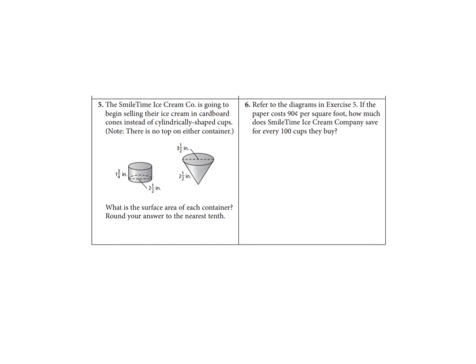Then you have to refer to the diagrams in number 5. That would be these over here. 90 cents. How much does Smile Time save for every 100 cups? So, 90 cents per square foot. You have to figure out how much each one costs in square inches. It is square feet though, and they want to buy 100 cups. So there you go. See how it goes.